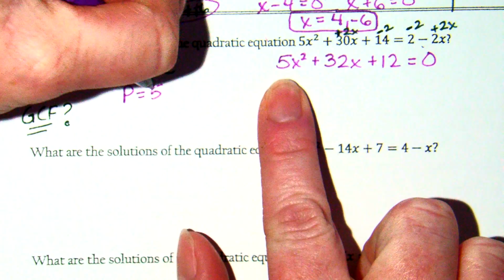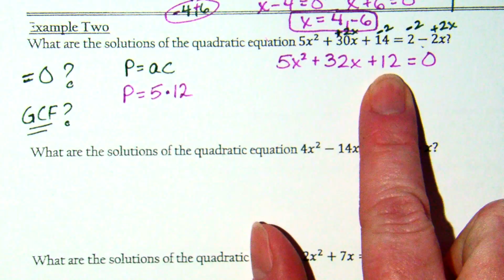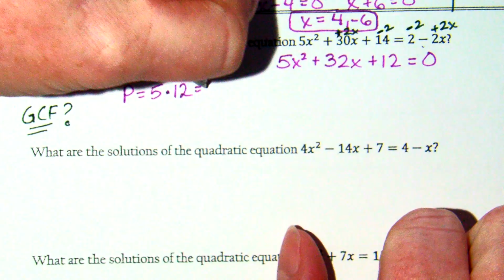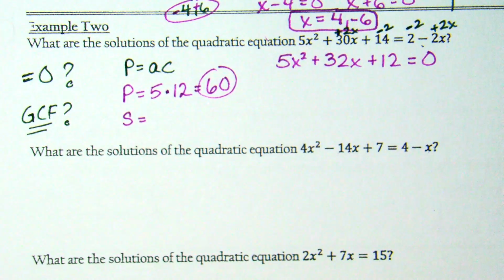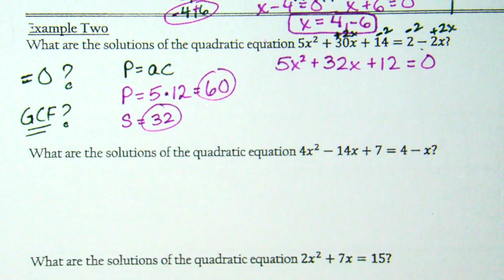product of A is 5 and C is 12. So product of AC, 5 times 12 is 60. So we're looking for two numbers to give me a product of 60 and a sum of what? That middle B term of 32. What multiplies to be 60 and adds to be 32? You can start going through your list.